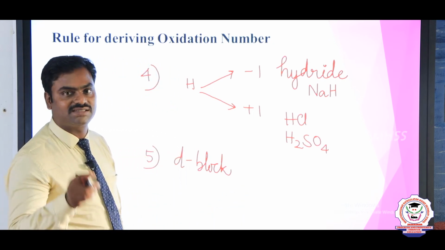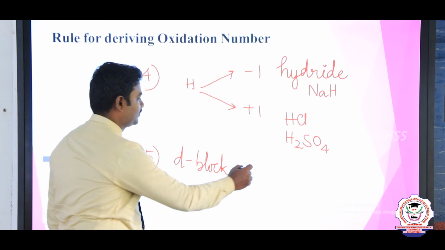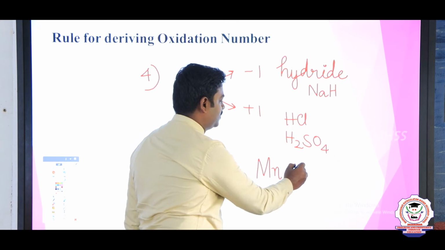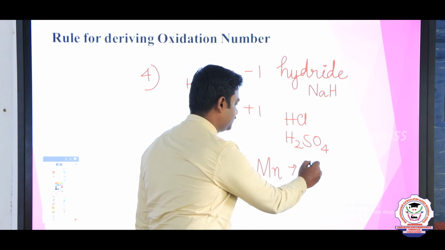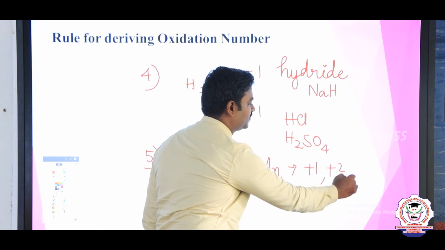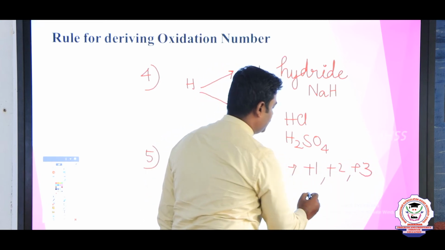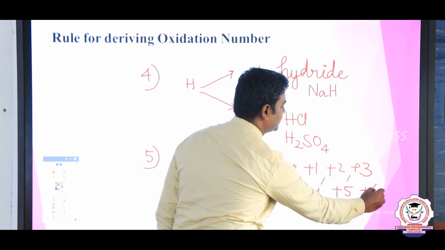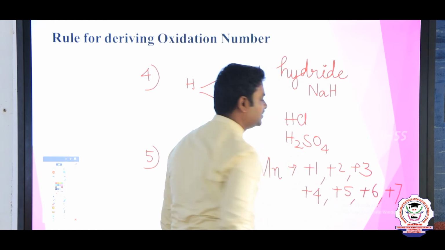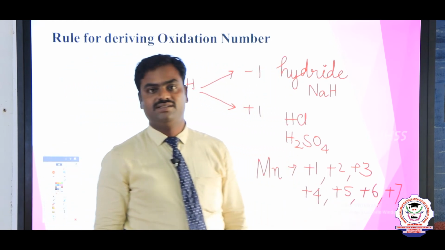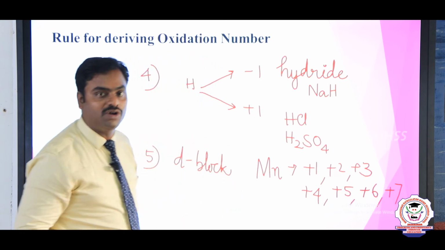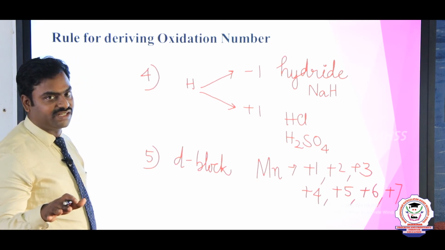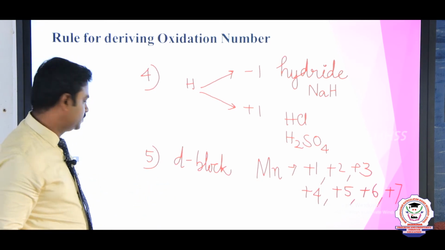I will give you an example, that is manganese. Manganese is a D block element. How many oxidation numbers can it show? +1, +2, +3, +4, +5, +6, and finally +7. See, +1 to +7, 7 different oxidation states can be shown by the manganese atom. So that is why we have to find out the oxidation state of an element in a compound.